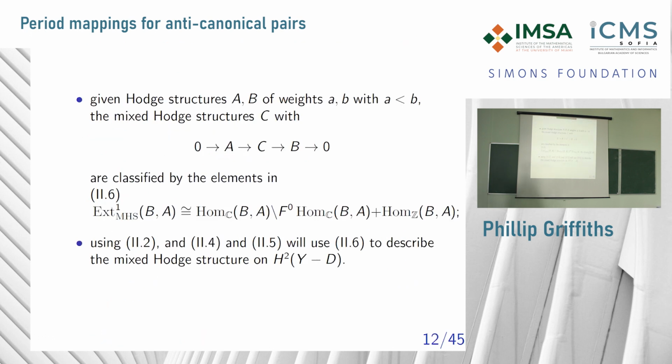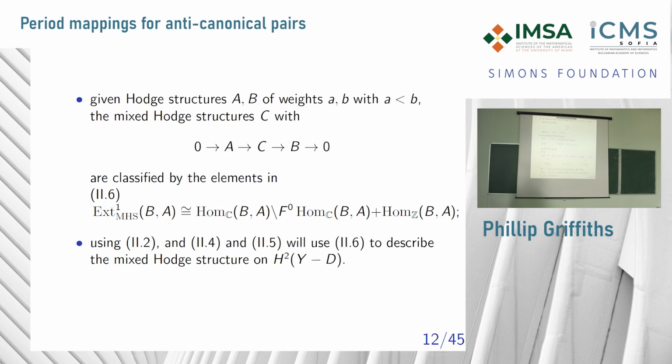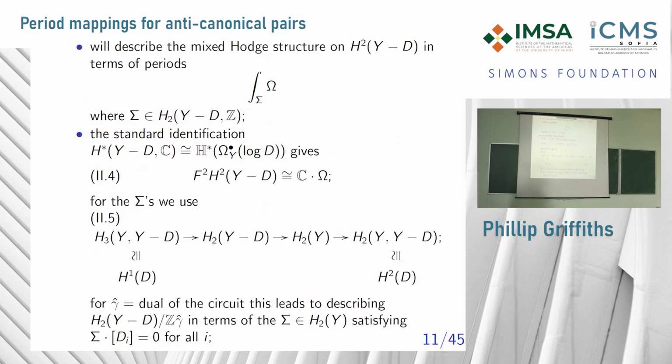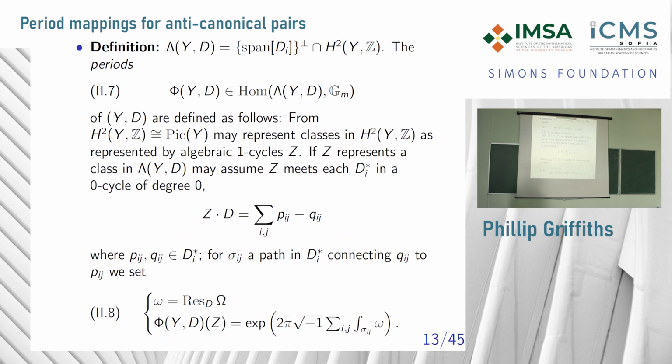Now in general, to describe a mixed Hodge structure, where you have pure Hodge structures here, this is the mixed Hodge structure in the middle. These are classified by elements in this Ext group. So using what was in the previous description, using what was here, you can track down what this Ext is, and what you find then is the following.